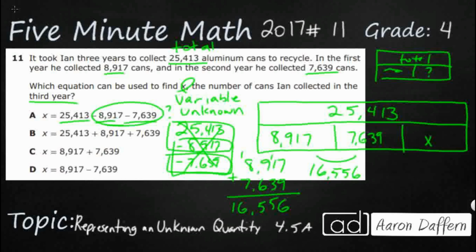Add all of those 3. Holy cow, that'd give you larger than your total, which you don't want. And then you would just add these 2. Well, that would be part of it, but that wouldn't get you the X. And then subtracting doesn't do any good. So our answer is going to be A.